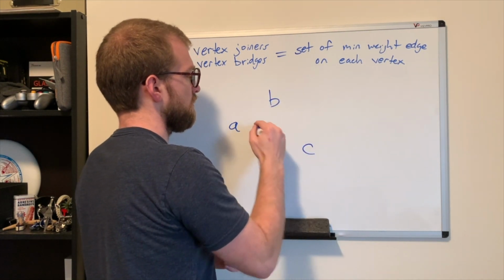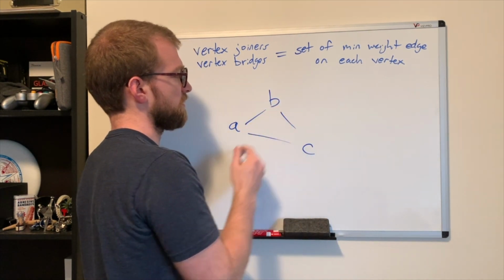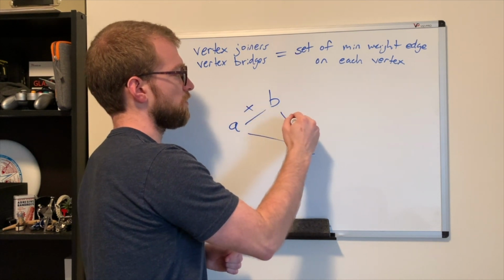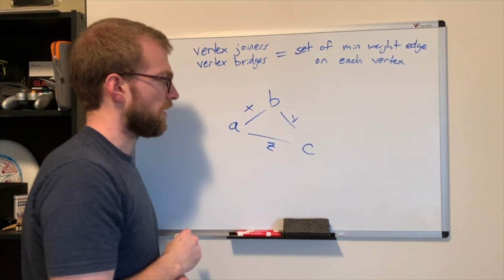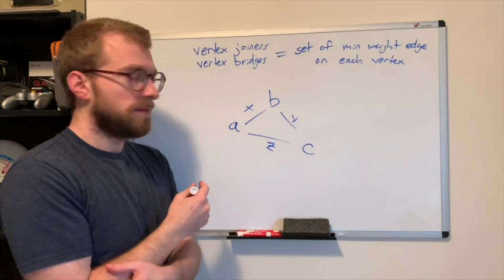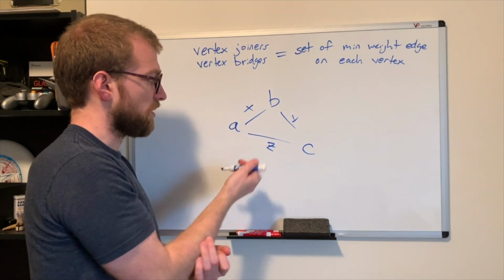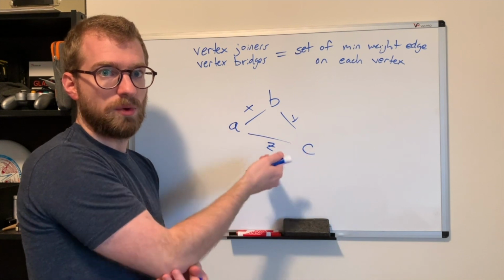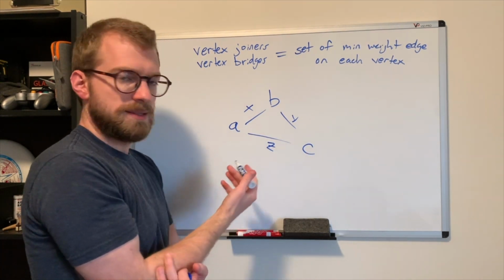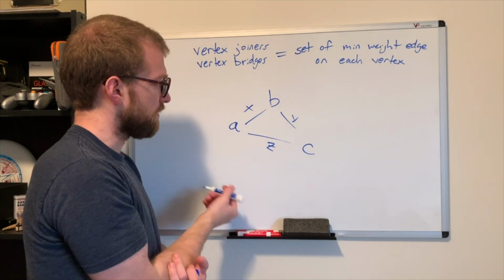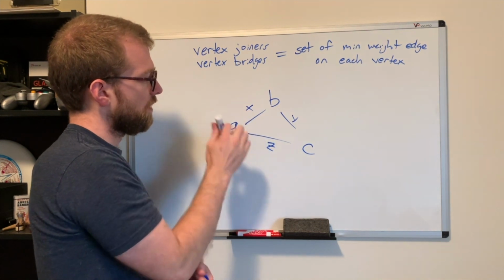A, B, C with 3 edges, and put X, Y, and Z. And let's suppose that the vertex bridges, when we run Boruvka's algorithm, actually includes all 3 edges. It includes X, Y, and it includes Z. Is that possible? That's something we'd like to understand.